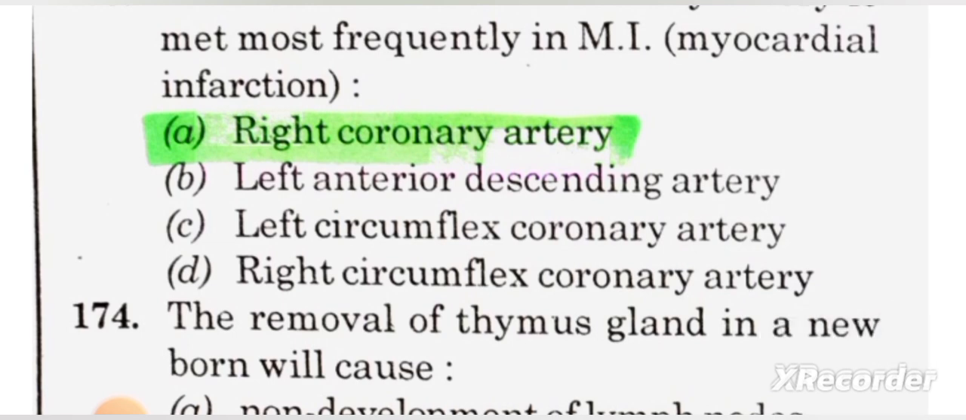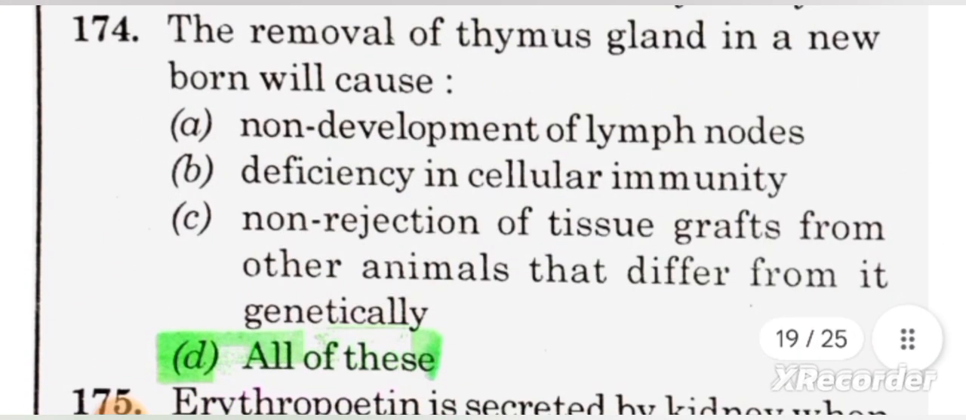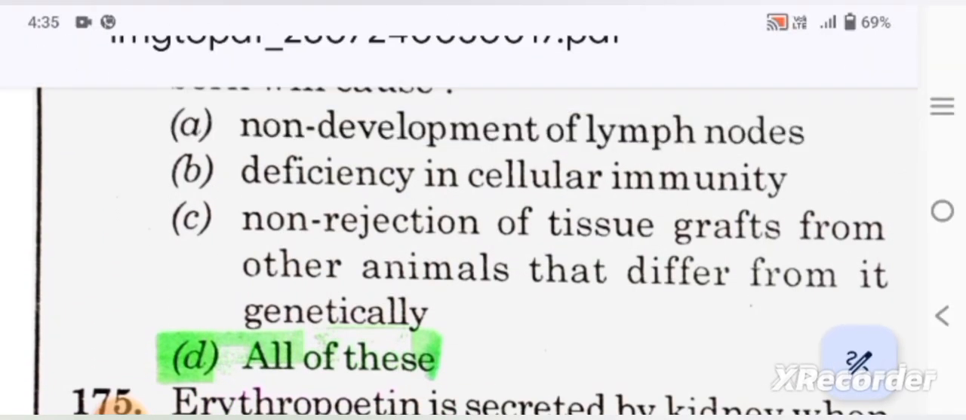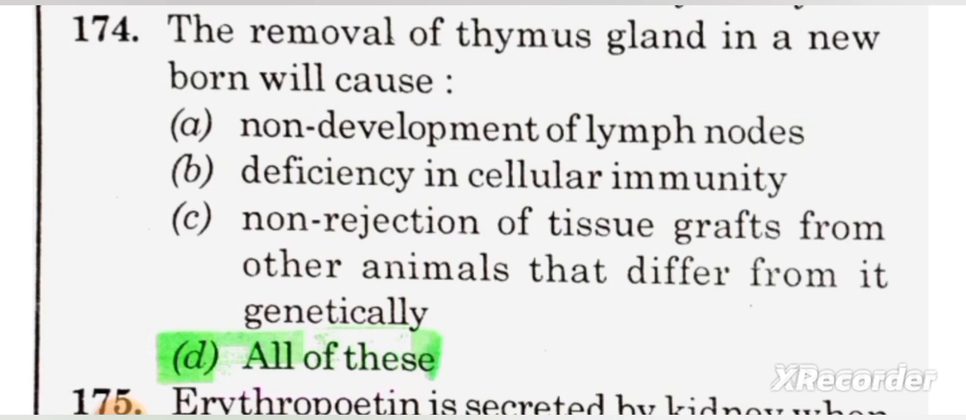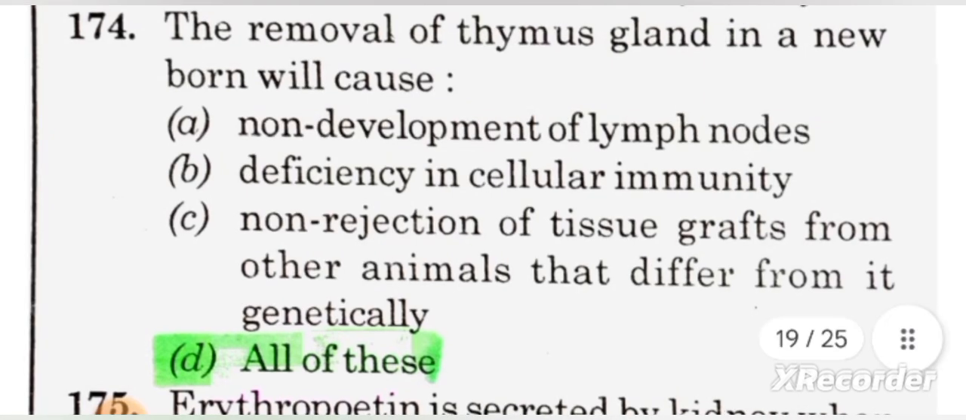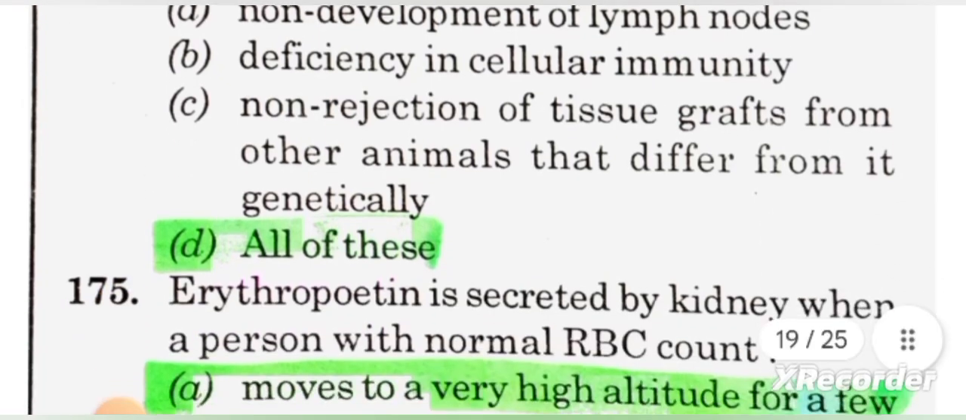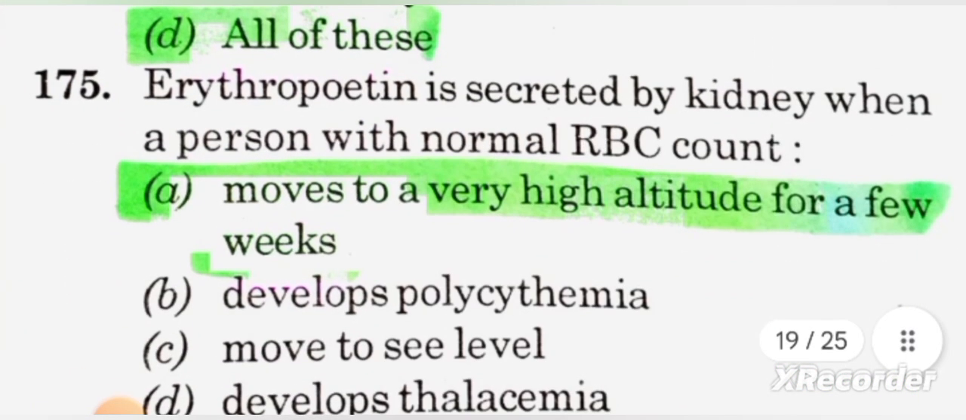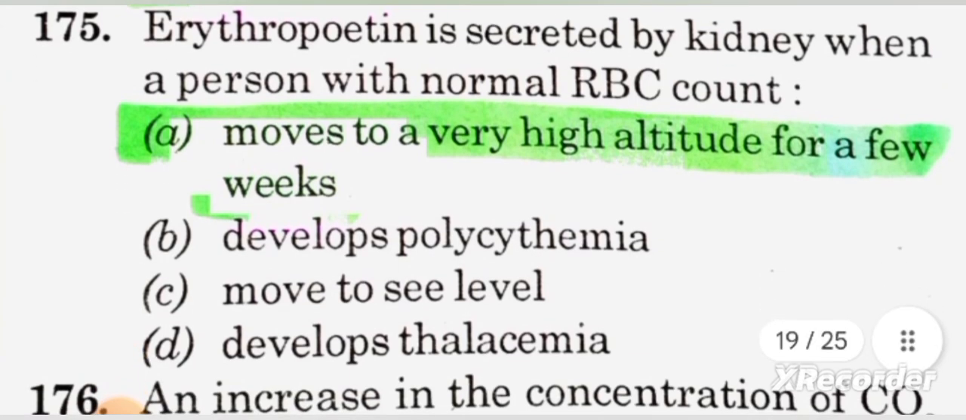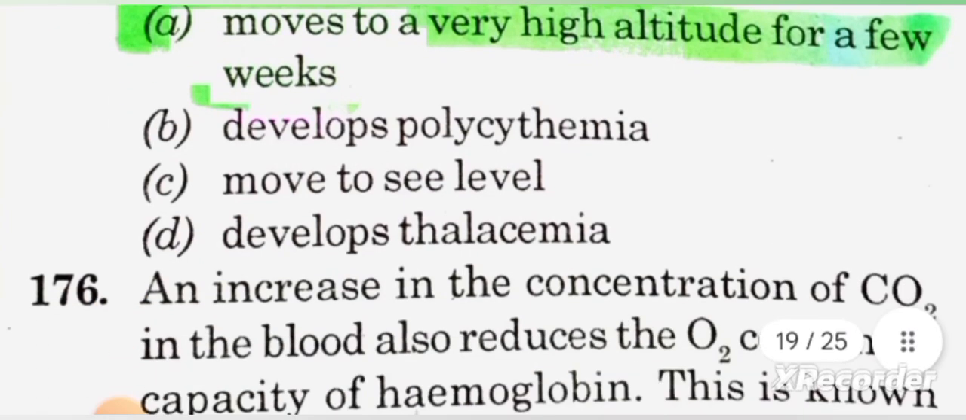173. Thrombosis in which coronary artery is met most frequently in MI, myocardial infarction. Answer A. Right coronary artery. Next, 174. The removal of thymus gland in a bone will cause all of this. Answer A. Non-development of lymph nodes. Answer B. Deficiency in cellular immunity. Answer C. Non-rejection of tissue graft from other animals that differ from it genetically. Next, 175. Erythropoietin is secreted by kidney when a person with normal RBC count. Answer A. Moves to a very high altitude for a few weeks.